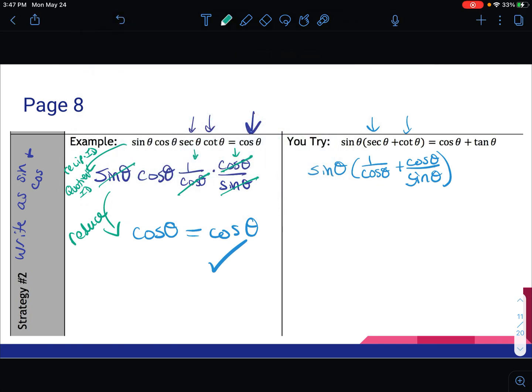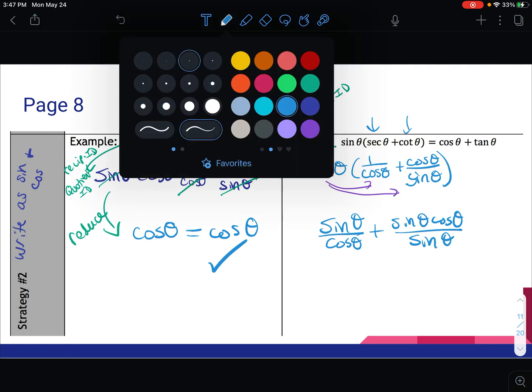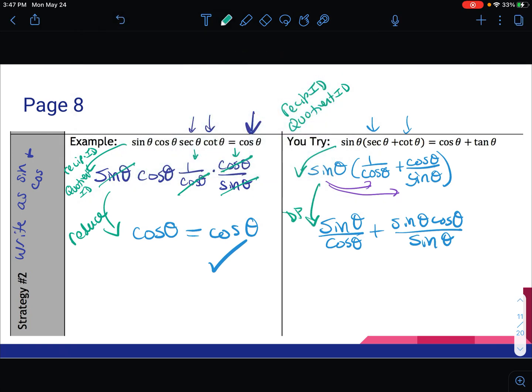So let's put the reason in this case. The reason is quotient identity and reciprocal identity. Again, we used one of each, that's fine. And now I'm going to actually distribute that sine of theta in. So let's see what happens when I try that. I'll have sine theta over cosine theta plus sine theta cosine theta in the numerator over sine theta in the denominator. The reason is just distributive property. Okay, now I can see that the sines here will cancel, and that's just from reducing. So let's go ahead and write that in. So we'll say sine of theta over cosine theta plus cosine theta. The reason here is just reduce.